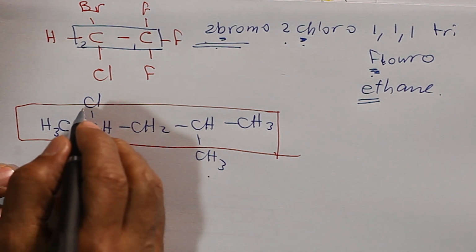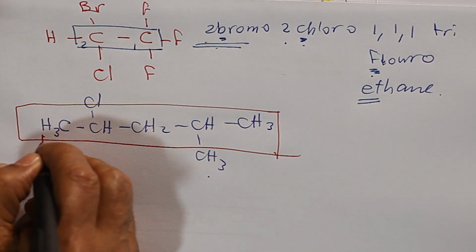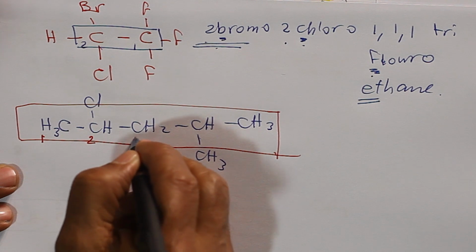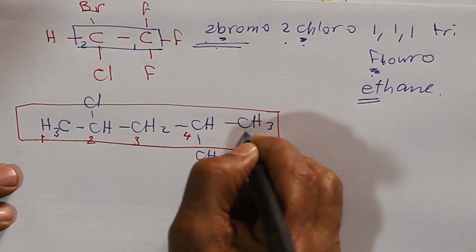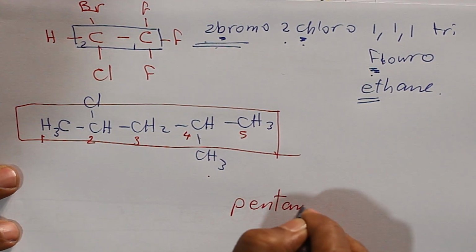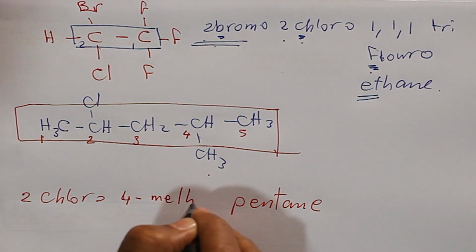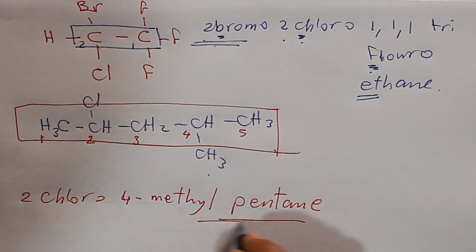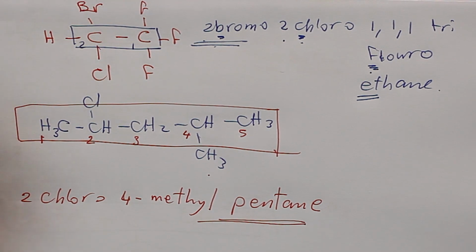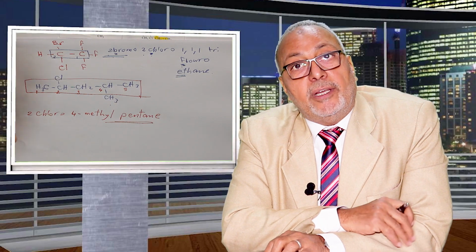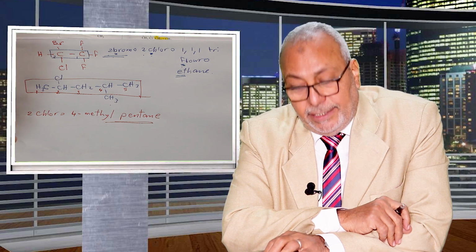Chloromethyl, C before M. So we must start from here. 1, 2, 3, 4, 5. Pentane, 2-chloro, 4-methyl pentane. It is easy to do nomenclature for alkanes.